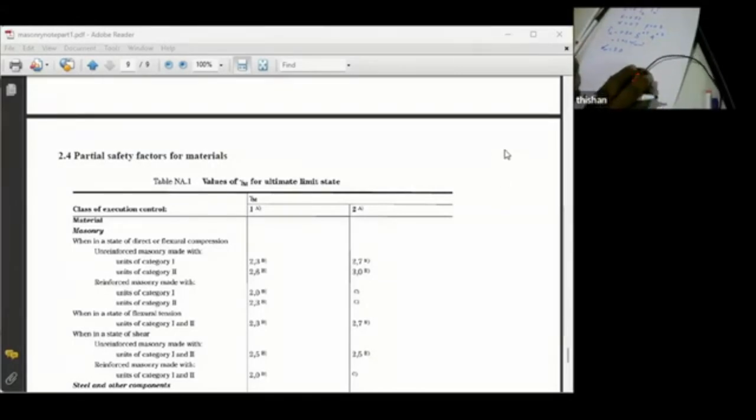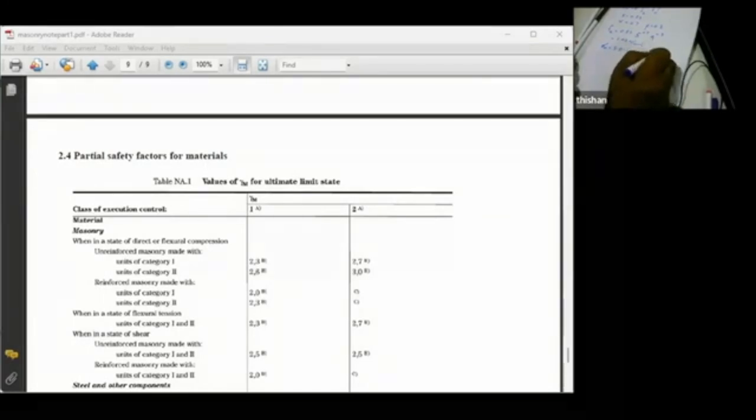So that means if you look at the overall factor of safety, we are multiplying the loads by 1.35 on Gk and 1.5. So if the average value is 1.4.